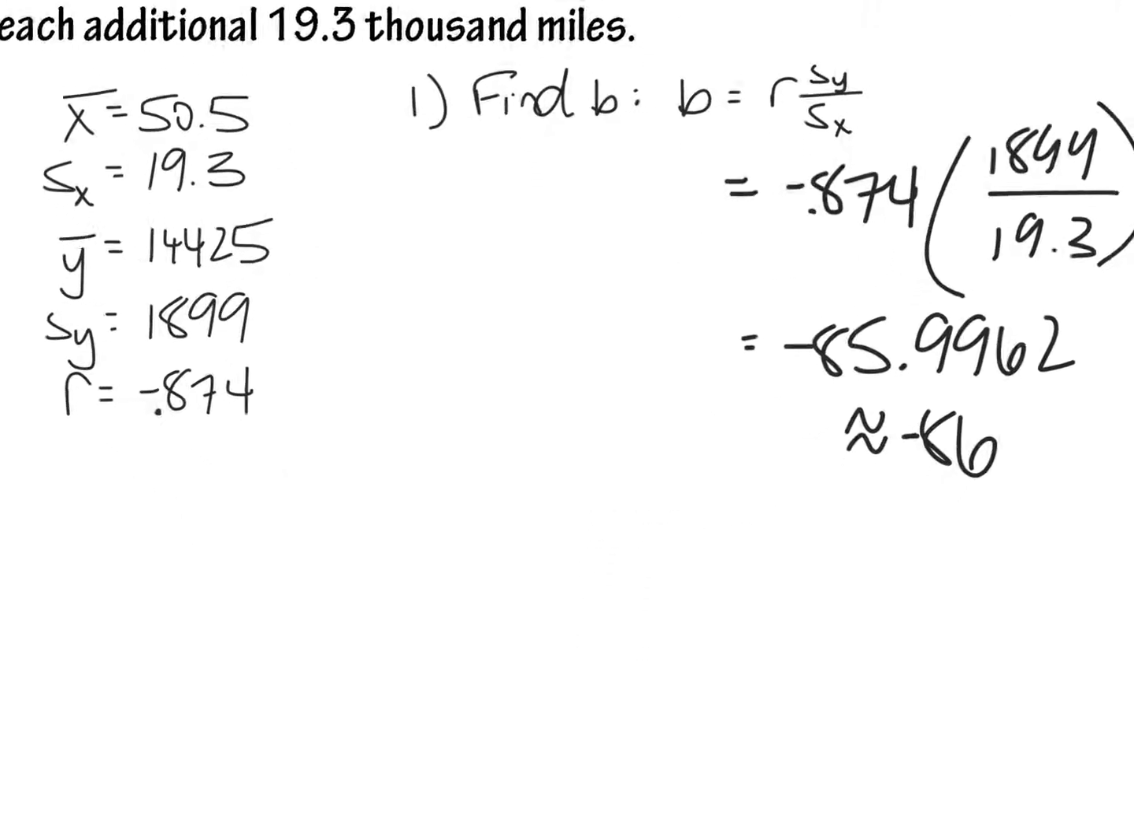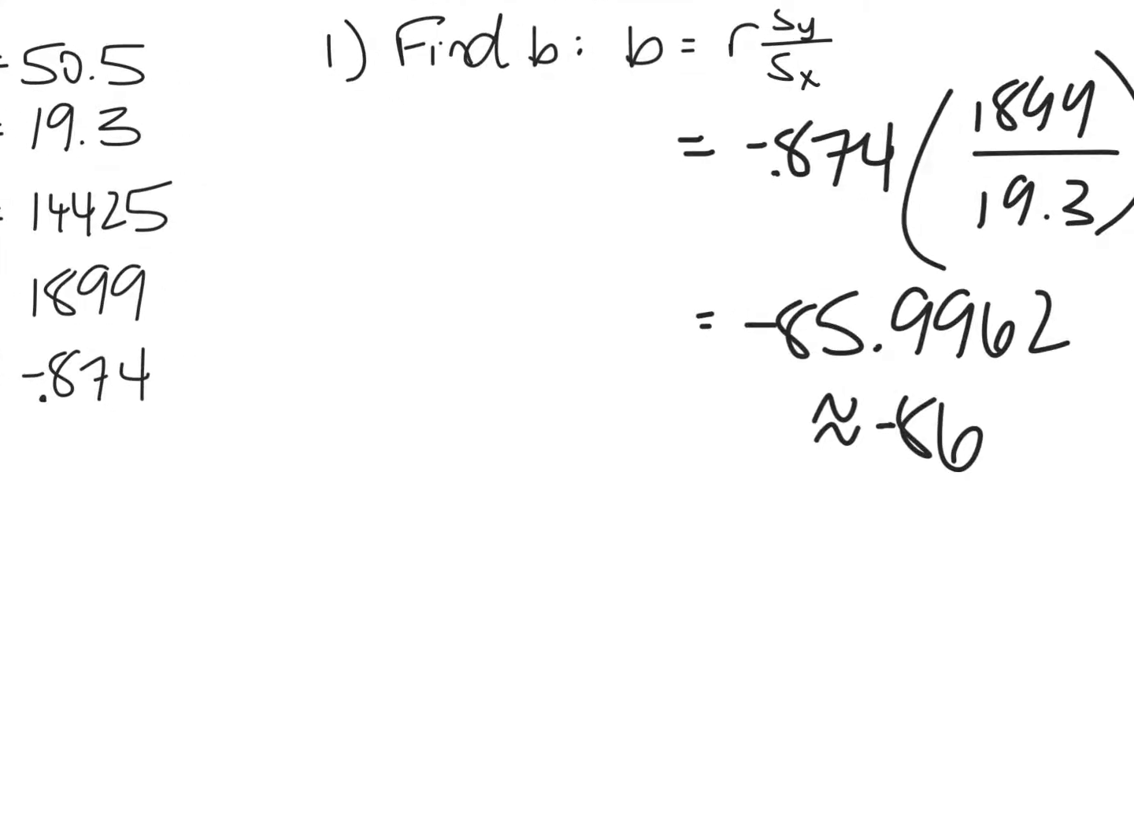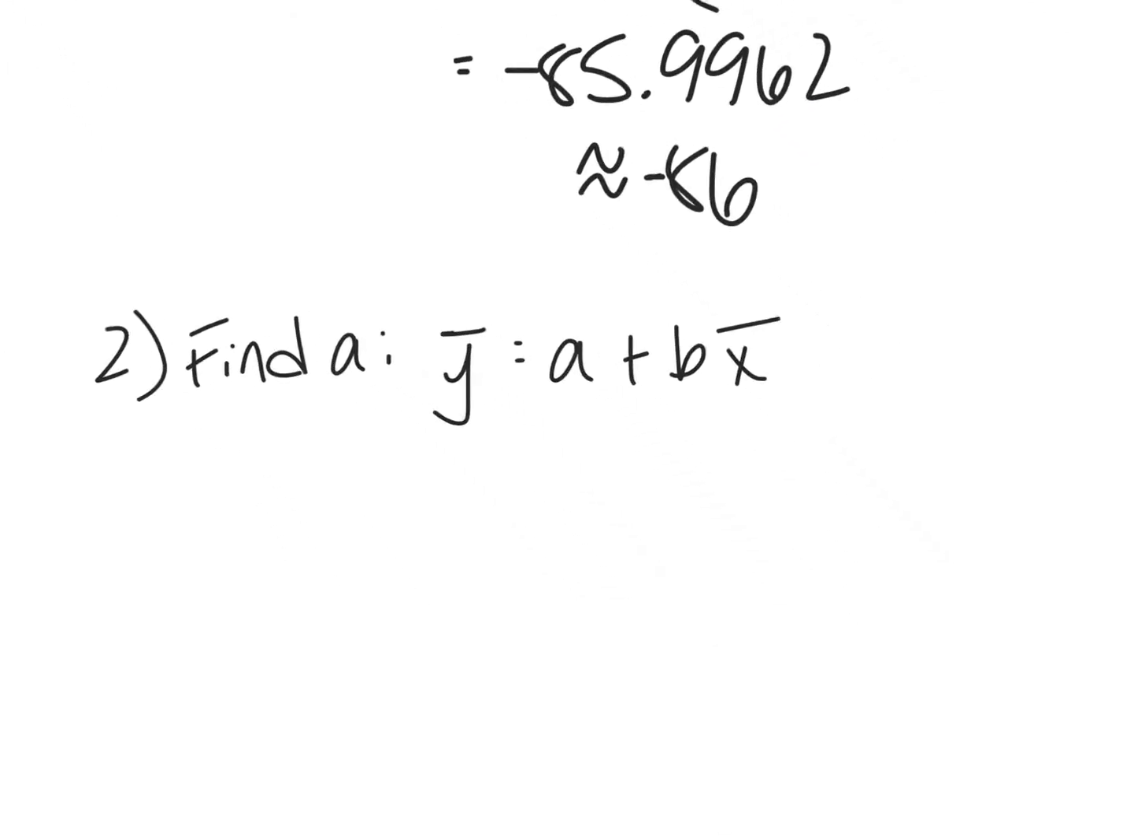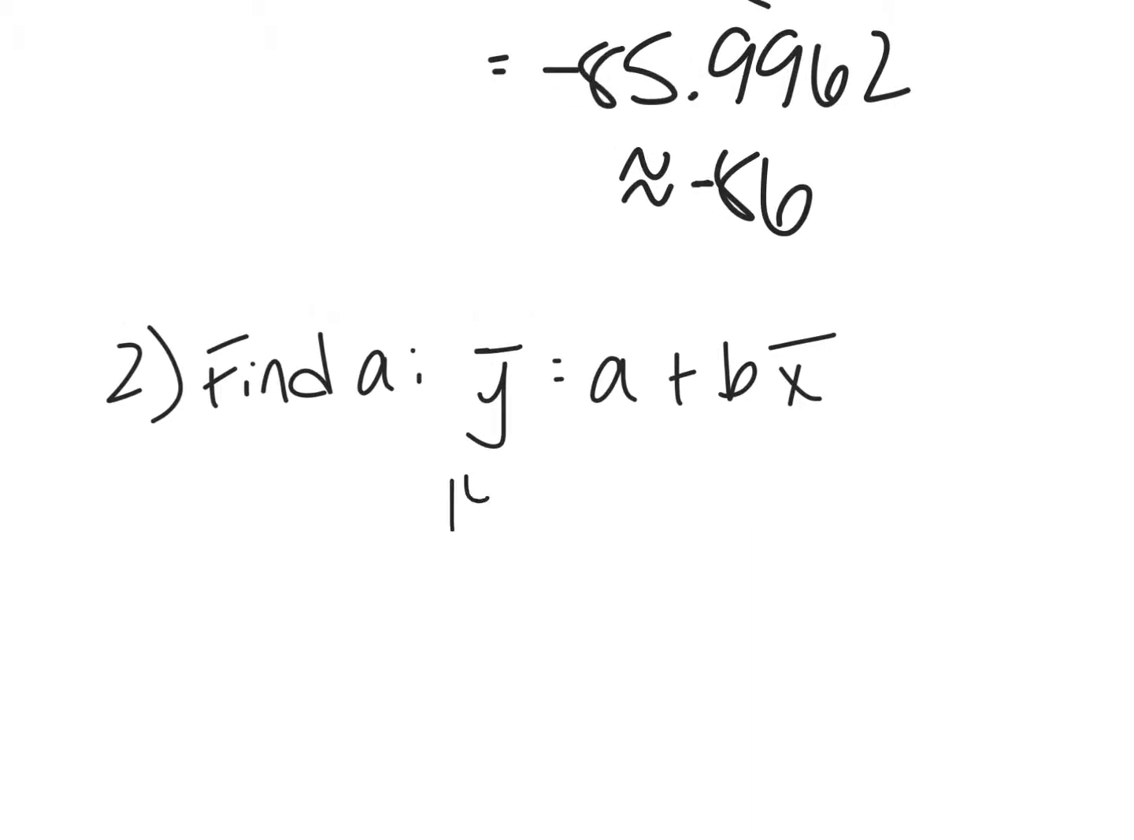So second thing we need to do is find A. And our formula for A is y bar, or the mean of the y's, equals A plus B x bar. And we're given a bunch of those numbers also, so again, we're just going to plug in. And what that's going to look like is my y bar is 14225. I don't know the A, but I did just find the B.